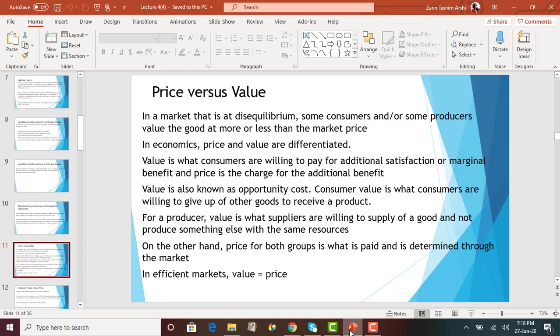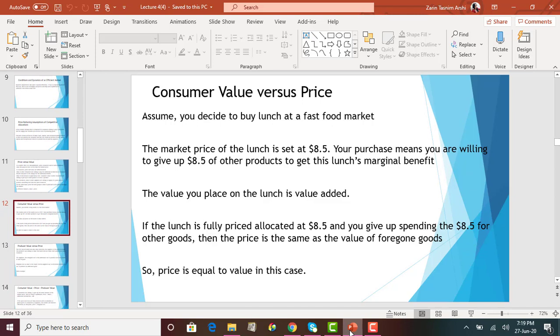Okay, and for producers, value is what suppliers are willing to supply of a good and not produce something else with the same resources. So when producers are producing something, let's say they are producing wheat, they are giving up the production of rice. Okay, so that is value, the opportunity cost. On the other hand, price for both groups is what is paid and is determined through the market. So whatever the price is in the market, that is what is paid. And in an efficient market, when we have an equilibrium market, value is always equal to price.